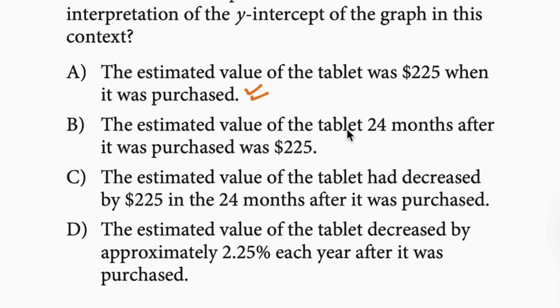The estimated value of the tablet 24 months after. No, that is not the y-intercept. Y-intercept means input is 0. That means x is 0. That means month is 0. That means as soon as it was purchased, its value was 225. The estimated value of the tablet has decreased to 25. No, it's not the rate of change. Its coordinates are 225, 0 and 0, 225. Wrong. The estimated value of the tablet... No, that is not an increase or decrease. That is a fixed value. So A is the right option, right? Just the game of words.